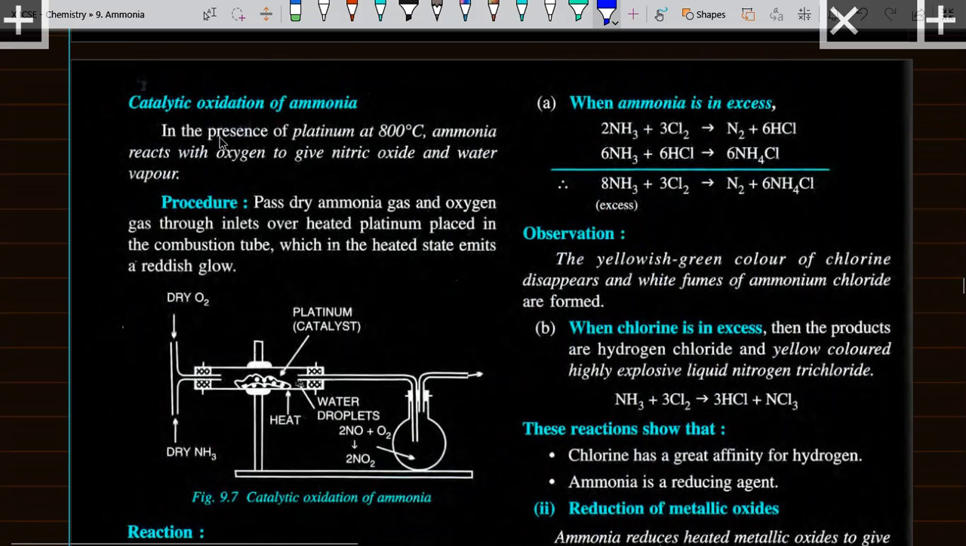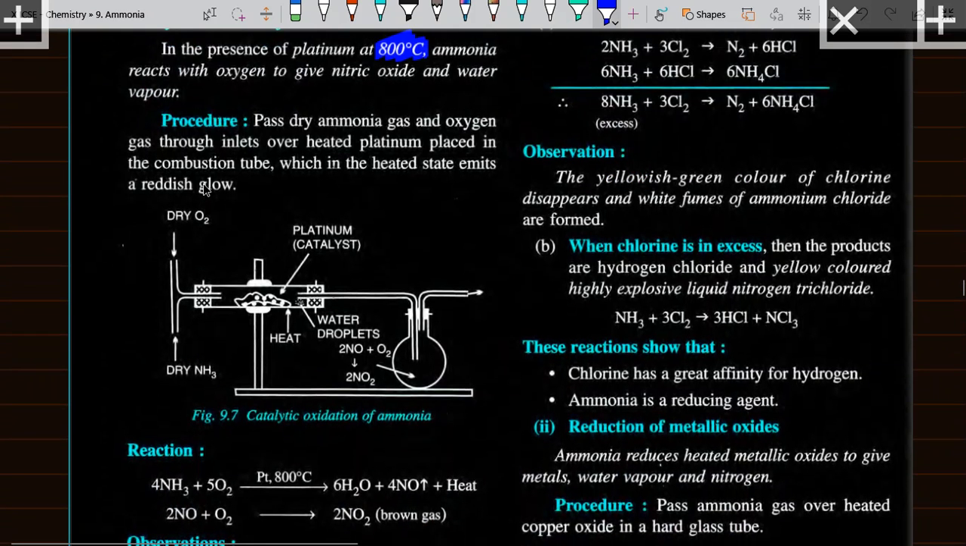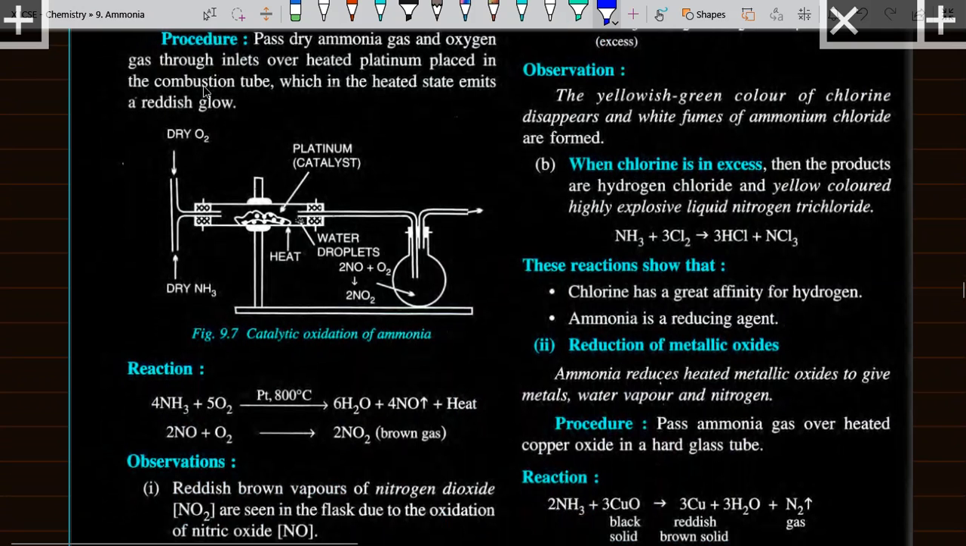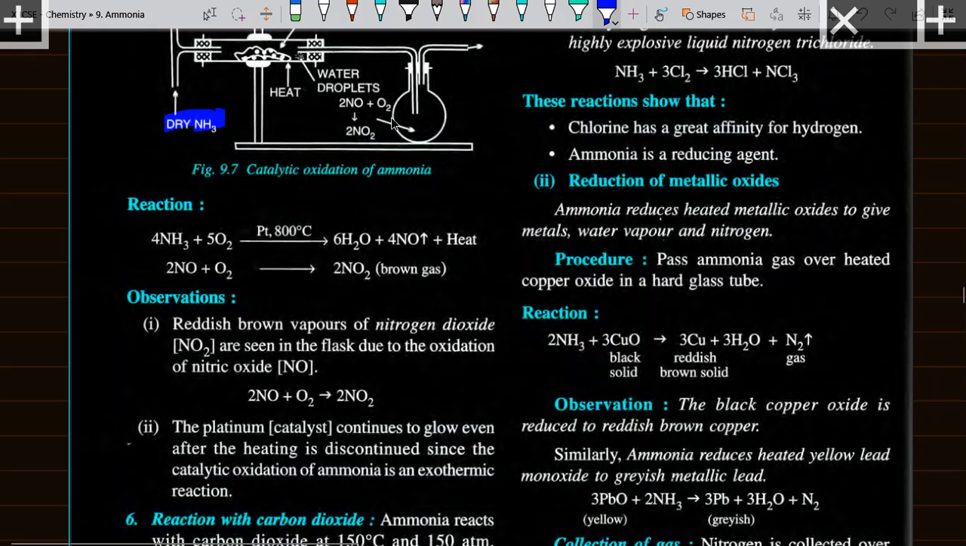Catalytic oxidation of ammonia, this has a huge chemical properties part. In the presence of platinum at 800 degrees Celsius, ammonia reacts with oxygen to give nitric oxide and water vapor. So what you have to do to get nitric oxide? Pass dry ammonia gas and oxygen gas through inlets over heated platinum. देखो, dry oxygen, ammonia, inlet, platinum which is heated, placed in a combustion tube, which in heated state emits reddish glow. And you will find water droplets.